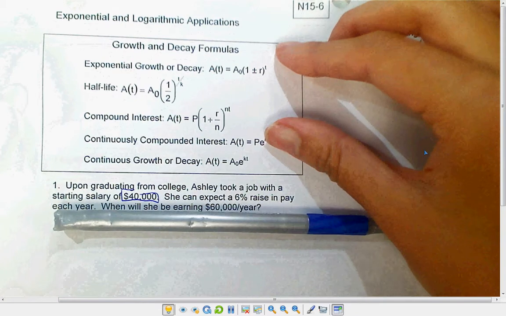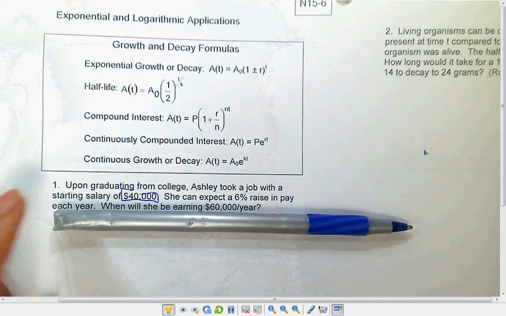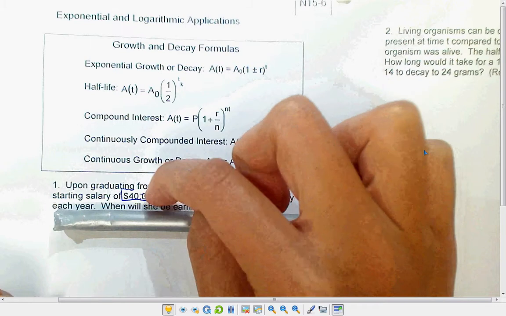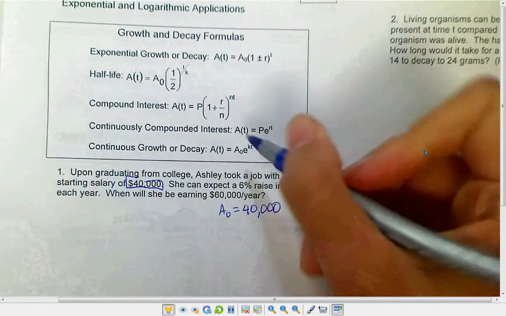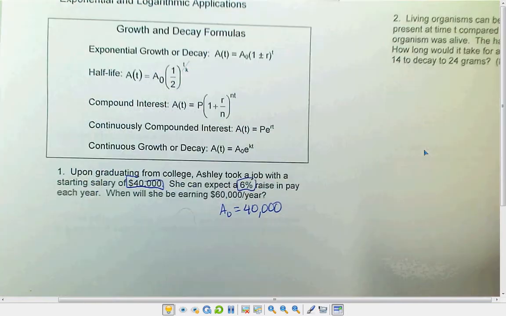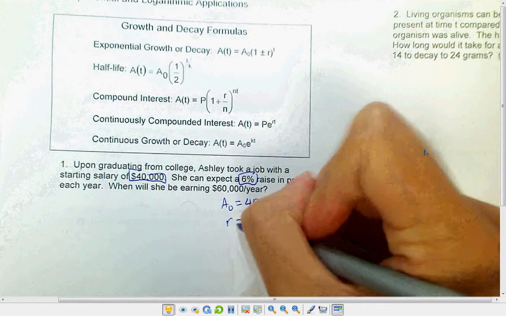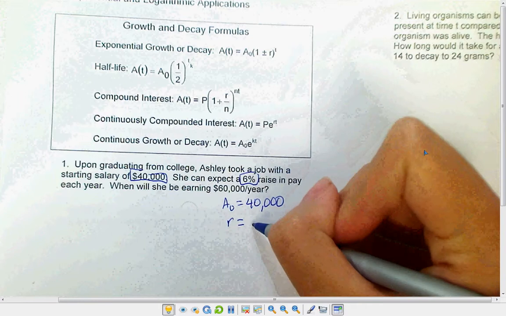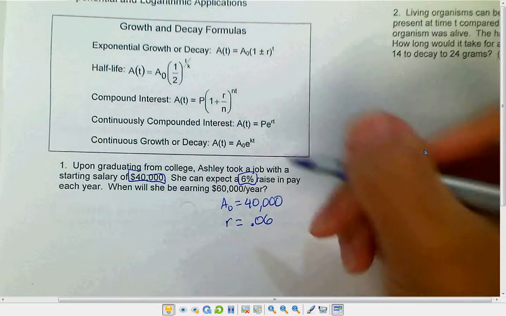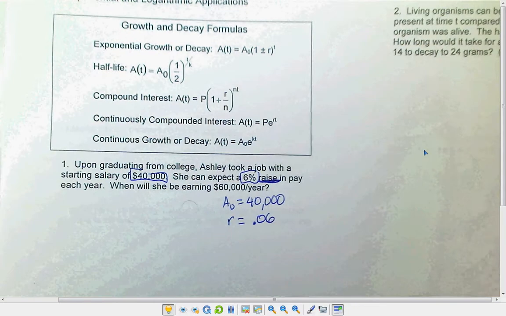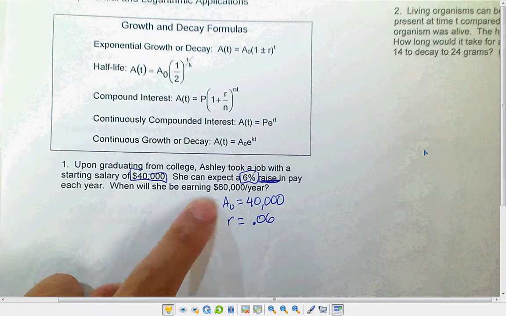Upon graduating from college, Ashley took a job with a starting salary of $40,000. If this is our initial amount, we know that this is going to be our A0. She can expect a 6% raise in pay. 6%, we know the percent tells us it's our rate. Don't forget to change this to a decimal, so this is actually 0.06. And it's a raise, which is going to be an important word. When will she be earning $60,000 a year?